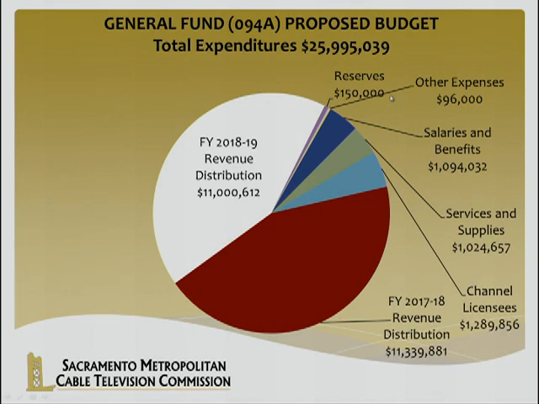The budget also includes reserves, an additional add to reserves of 150,000, 96,000 in other expenses, about 1.1 million in salaries and benefits, just about $1 million in services and supplies, $1.3 million to channel licensees funding, and that's pretty much the budget. Of course, that's just a quick overview, and we're going to go through these components in more detail.